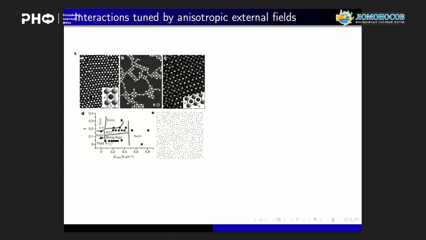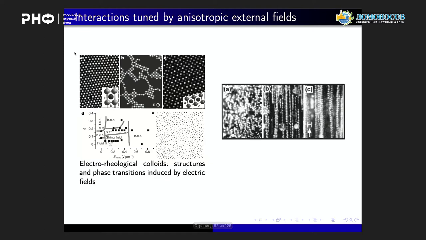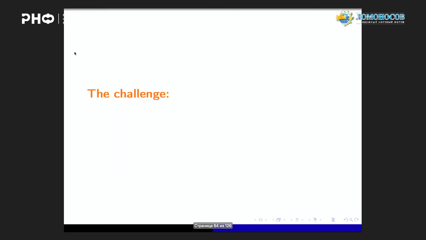Here are some examples of complicated crystalline structures in anisotropic external fields. String fluids are also shown here, known as electrorheological colloids. The main challenge today in this area is to design interactions and self-organization, materials and structures. And a very prospective way is to apply rotating electric or magnetic fields.